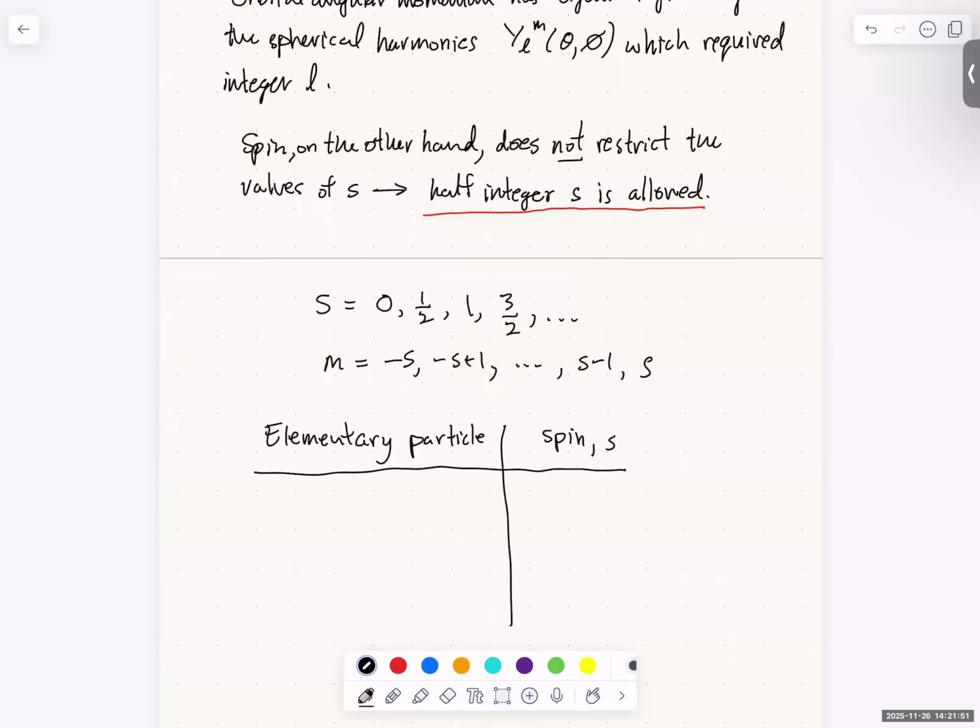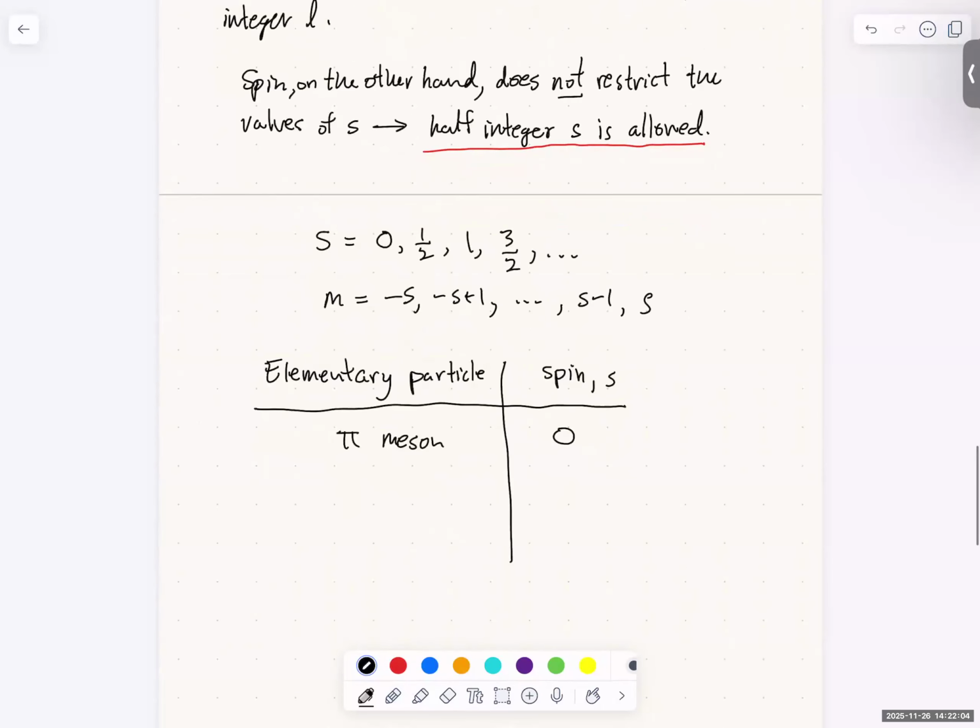Okay, so there are some particles called the pi meson, and they have spin 0. So there are spin 0 particles, no spin angular momentum. But then there's a bunch of important ones that we are dealing with right now. There's the electron, there's the proton, and there's the neutron. These all are spin 1/2 particles.